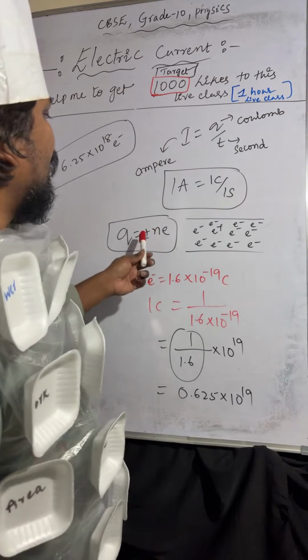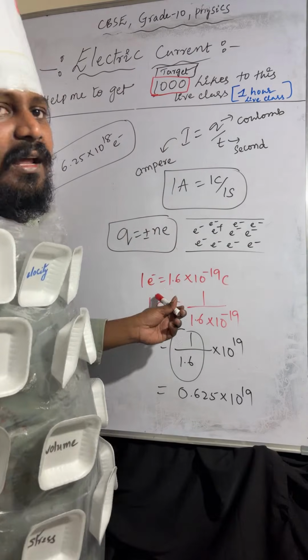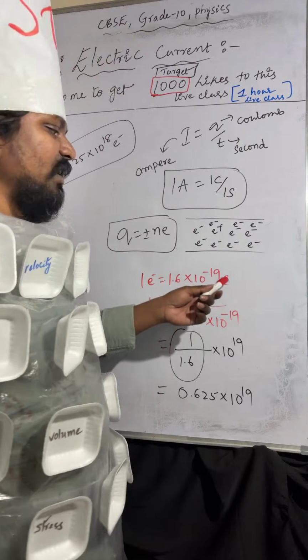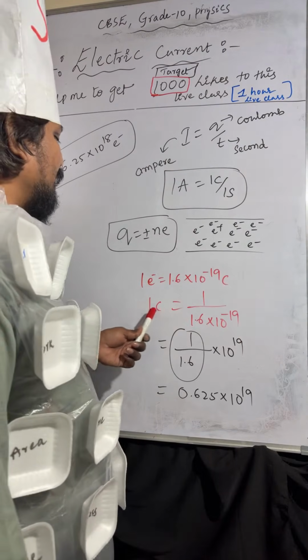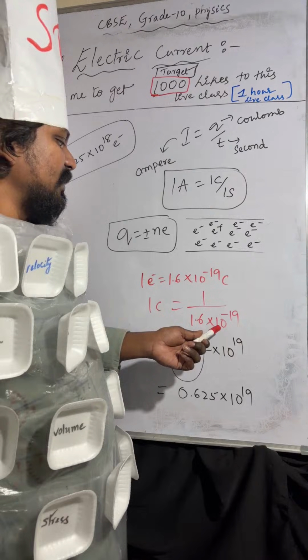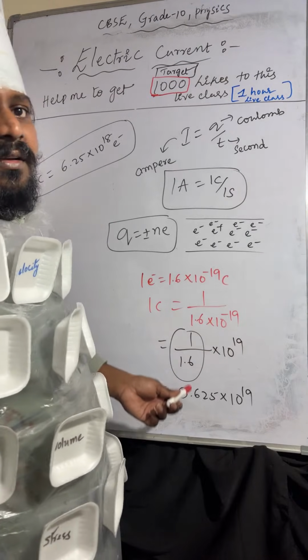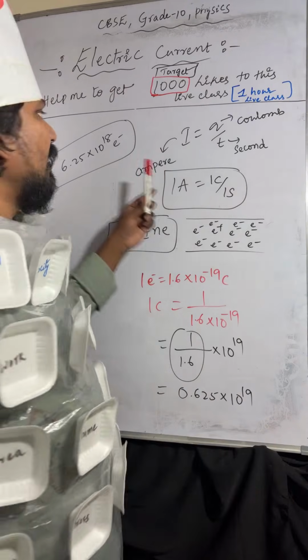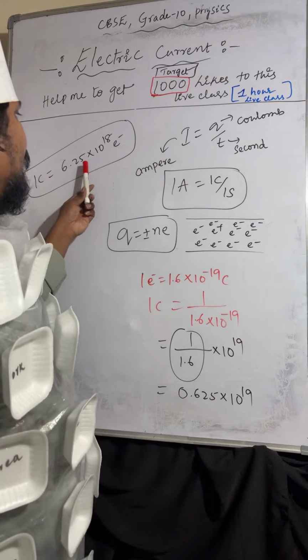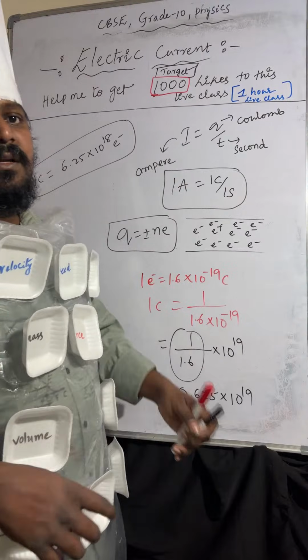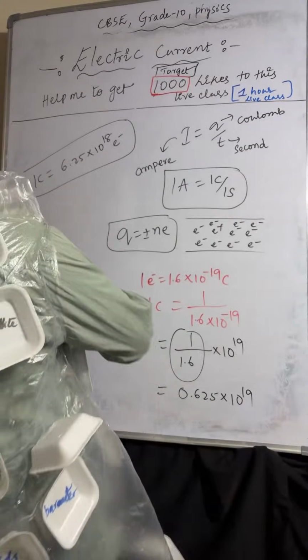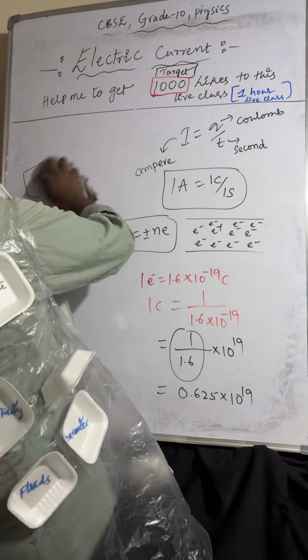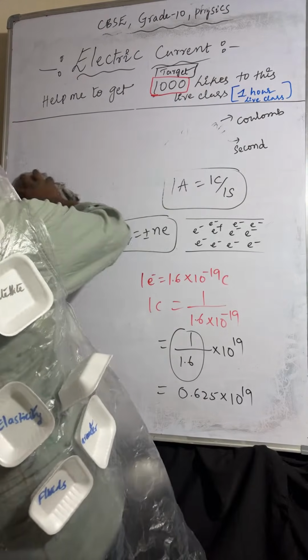Q equal to plus or minus Ne. On one electron, the charge is 1.6 into 10 power minus 19 coulomb. In 1 coulomb, you will get 1 by 1.6 into 10 power 19, that is 0.625 into 10 power 19. Then in 1 coulomb, 6.25 into 10 power 18 electrons are present. That is about electric current. Now we'll discuss electrical elements.